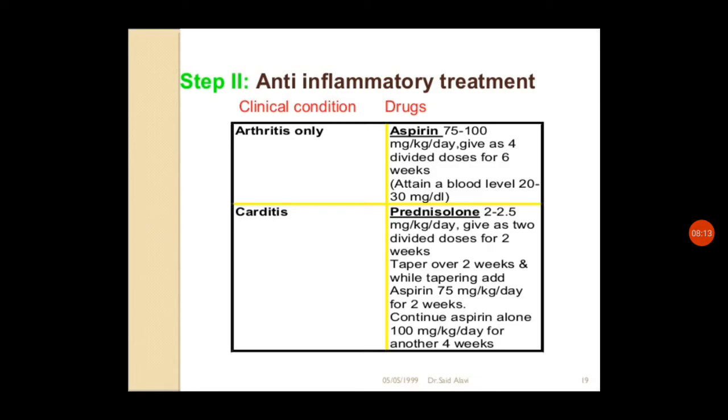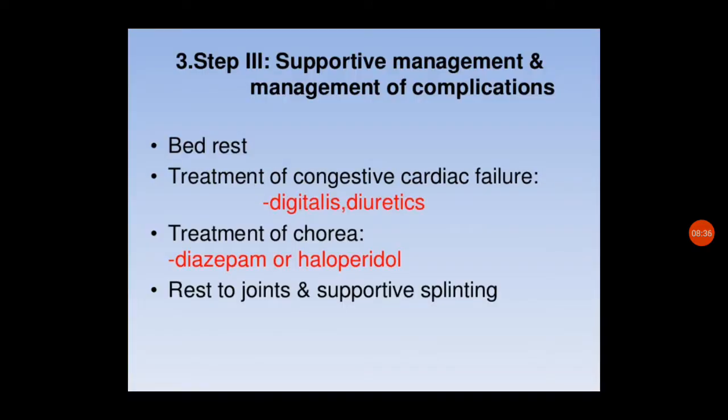And taper over 2 weeks, and while tapering add aspirin 75 milligram per kilogram per day for 2 weeks, and continue aspirin alone 100 milligram per kilogram per day for another 4 weeks. So this is the anti-inflammatory treatment which is done if there is arthritis and if carditis is present. Step 3 is supportive management and management of complications.